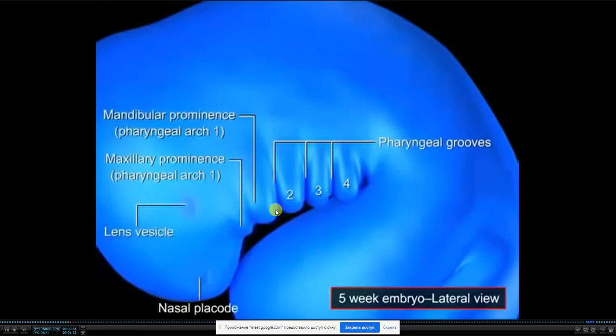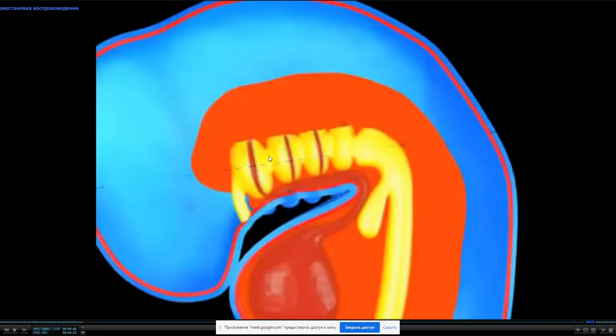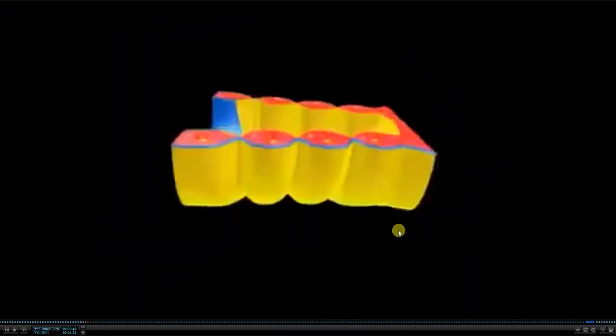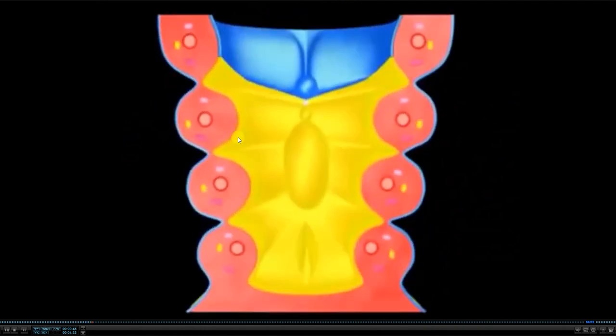Pharyngeal arch 1 splits into 2: the mandibular prominence and the maxillary prominence. We'll discuss it in face formation, not now. We have to concentrate our attention on the sixth arch. So this is the hindgut. Here you see this is the foregut. This is the arch: first, second, third, fourth, and sixth arch. And this is the respiratory outpouching.